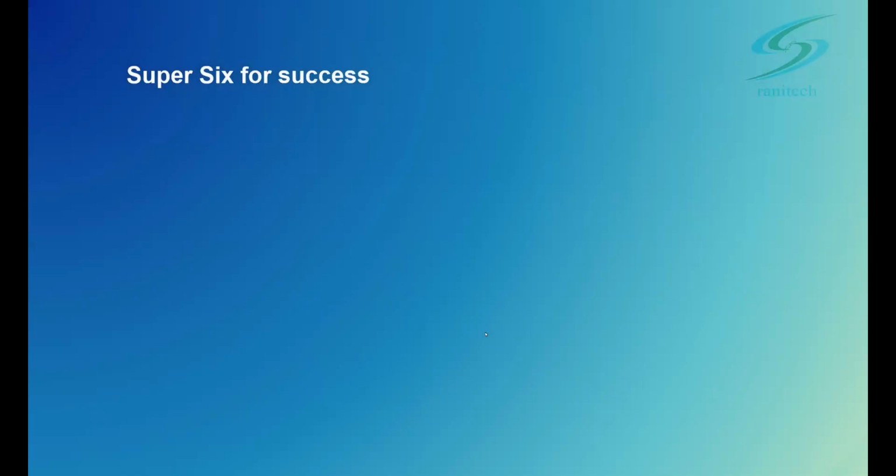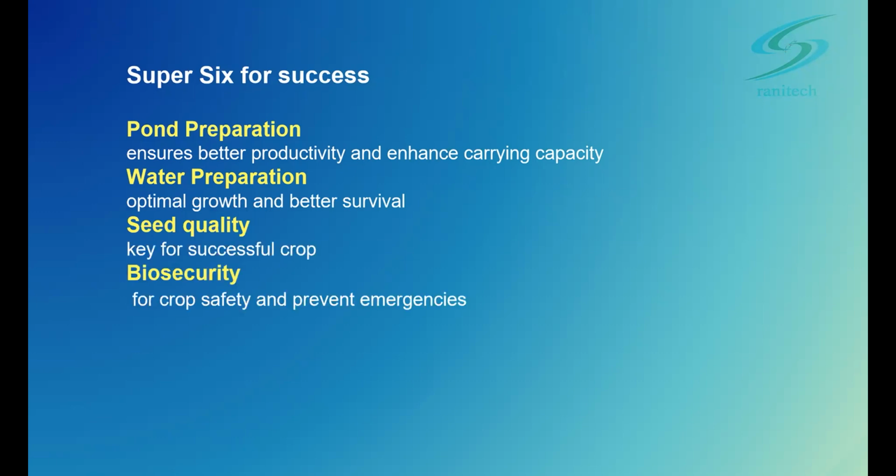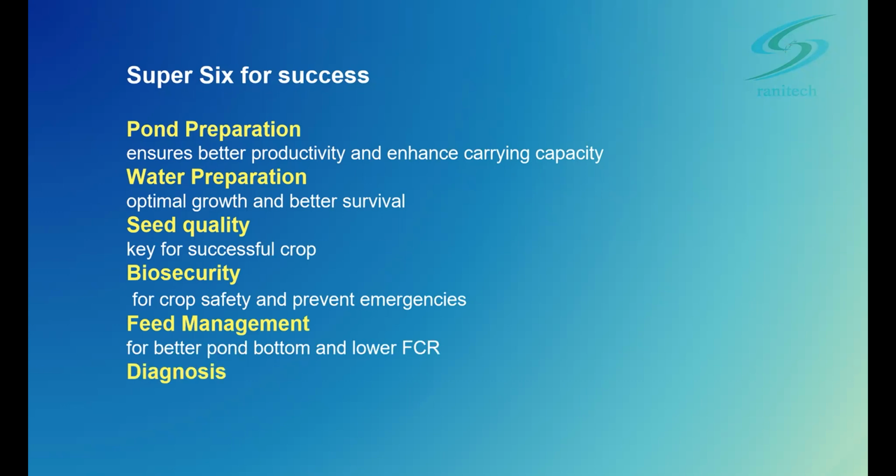For me, I suggest we need to have Super 6 for a successful crop. So my Super 6 are pond preparation, which ensures better productivity, and water preparation, which ensures good growth and better survival. Seed quality, key for a successful crop. Biosecurity for safety to prevent emergencies. Feed management and disease diagnosis for taking timely decisions. And this is much more important for me.